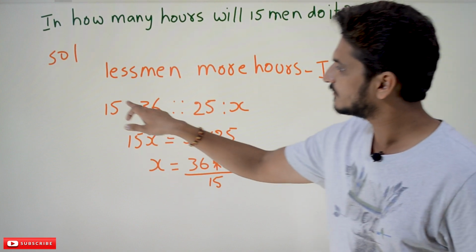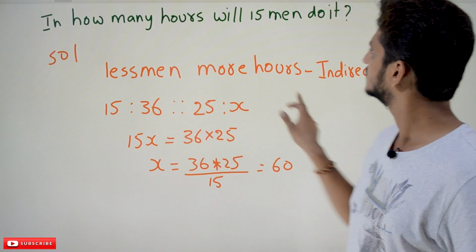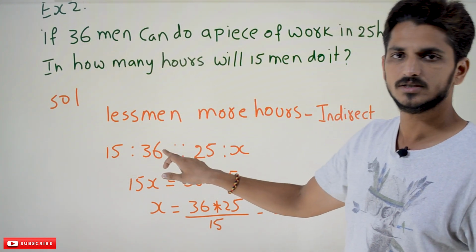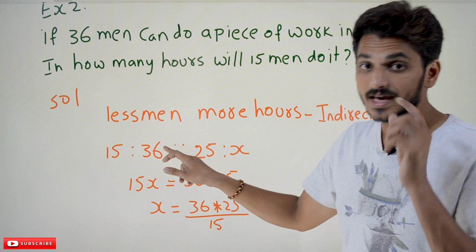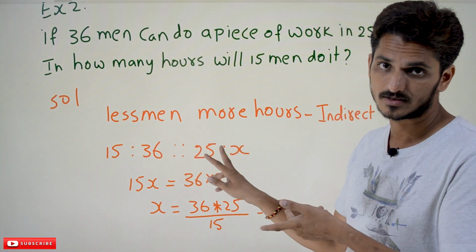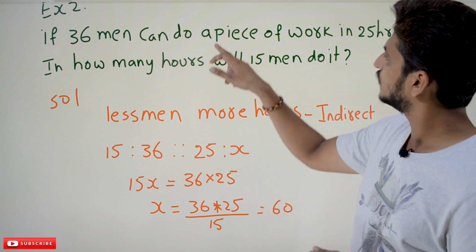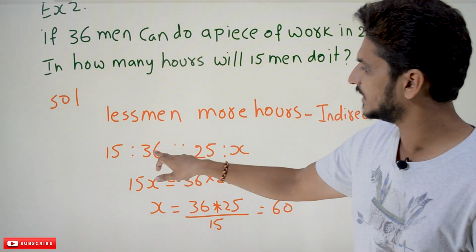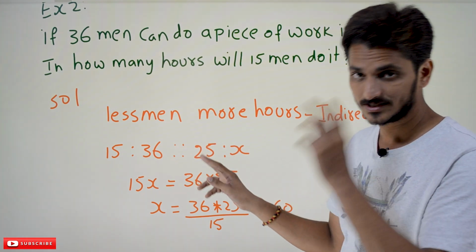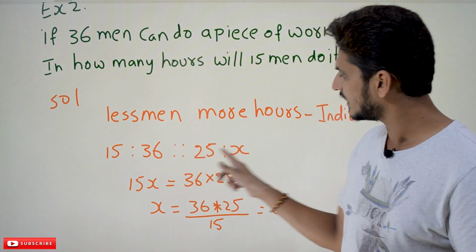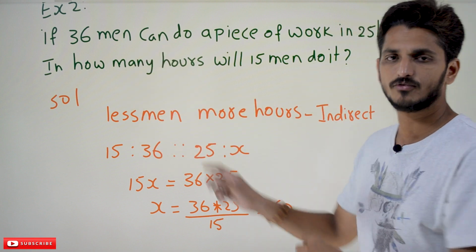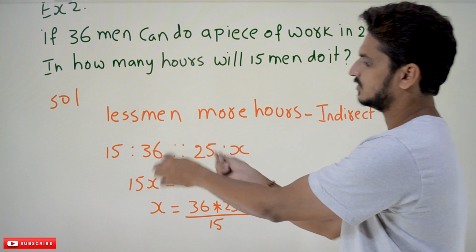So we have written here 15 is to 36. So 15 men, 36 men. 15 is to 36. In indirectly proportional, reverse it. You have to write it in the reverse. So 25 for 36 men, 25 hours. So we reversed it. That is the key point you have to understand. 25 is to x. Now product of mean terms is equal to product of extremes. Product of extremes is equal to product of mean terms.